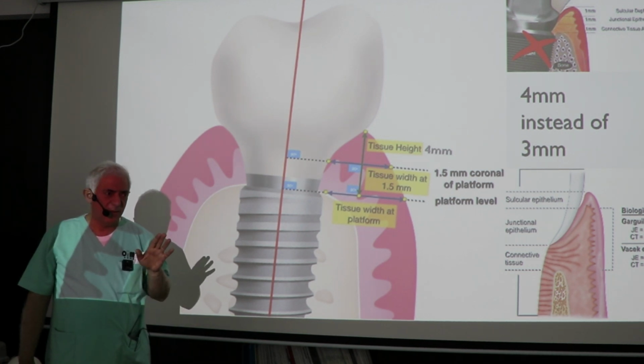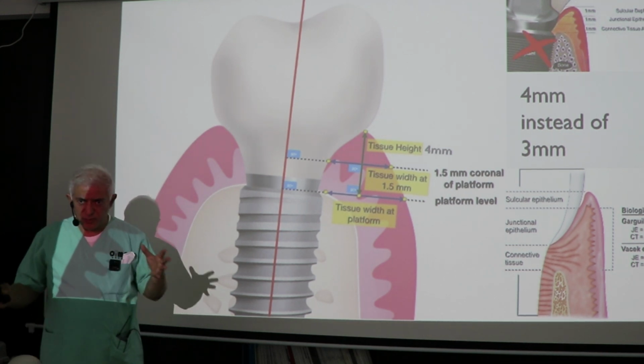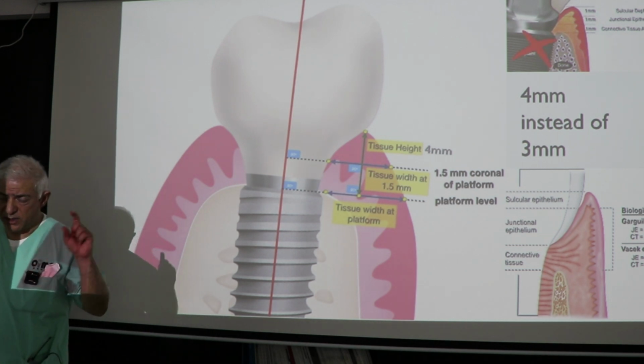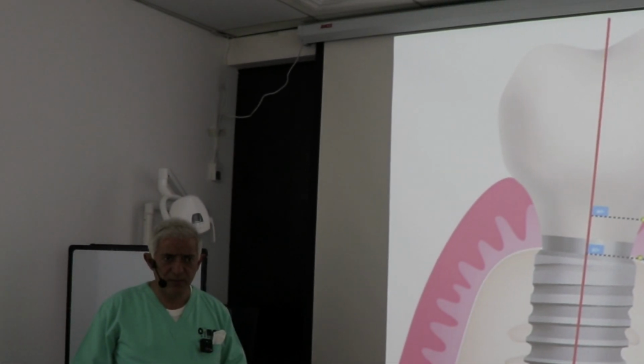It's not enough. 3 millimeter for an implant to have emergence profile and not to disturb the connective tissue, according to Thomas, is not enough. 4 is the minimum, 5 is even better.